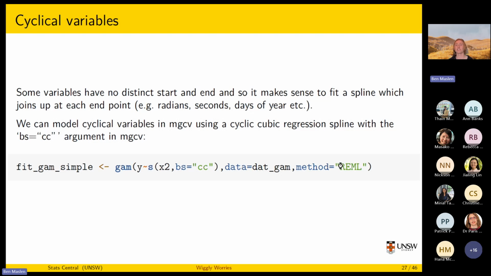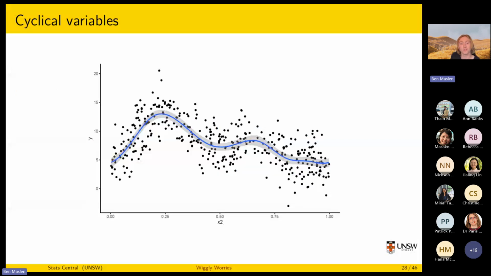And it looks very similar to what was plotted before. But the difference here is that now the left and the right ends join up together.